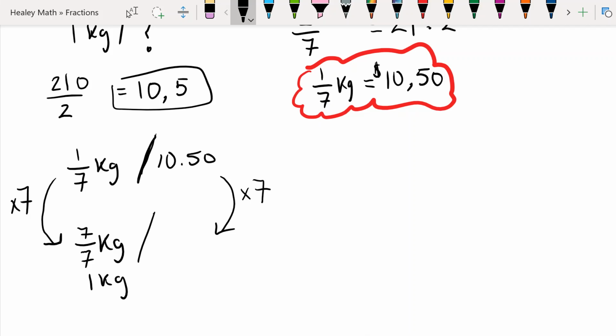And 10.50 times 7. We'll do 7 times 0, which is 0. 7 times 5 is 35. 7 times 0 is 0, plus 3 is 3. 7 times 1 is 7. And we'll put our decimal there. So our total we get is 73.50.